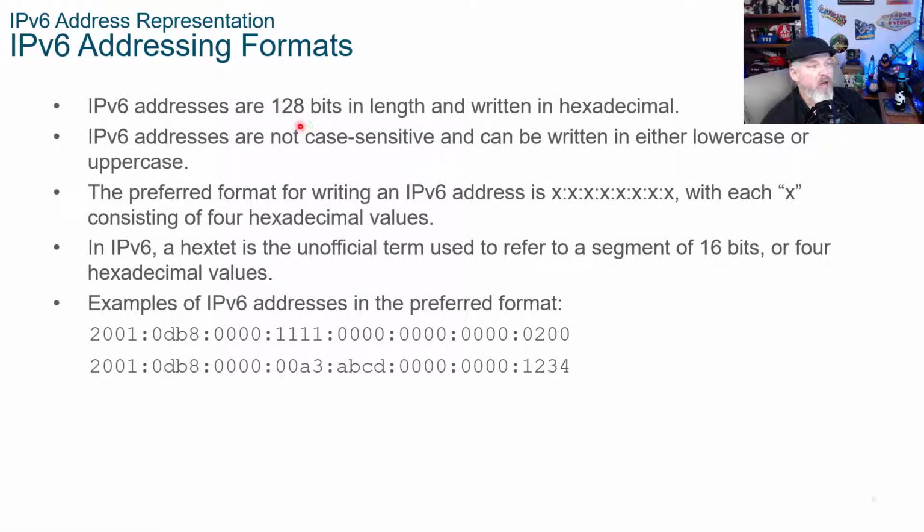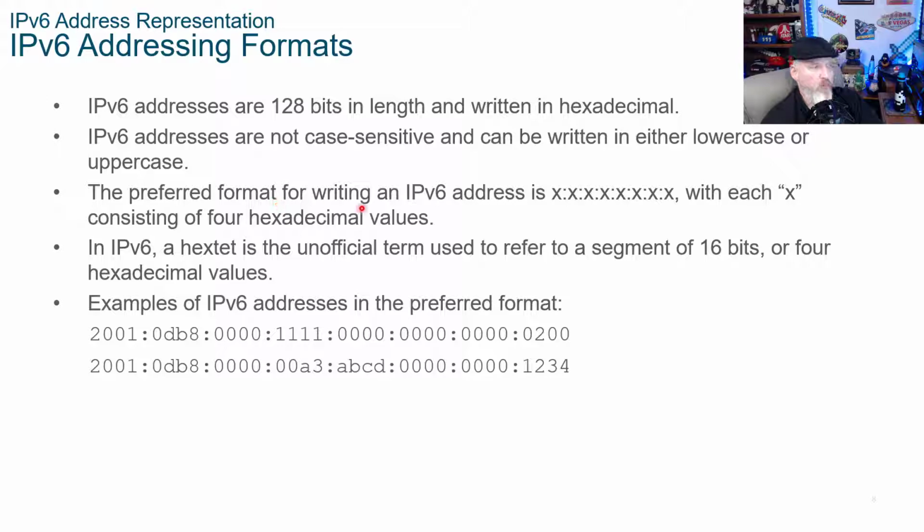So how do we represent V6? V6 addresses are 128 bits in length. V4 was 32. This is 128. They are written in hexadecimal. I recommend that you go read up a little bit on hexadecimal. This video doesn't cover how to read in hexadecimal and how to look up hexadecimal numbers and how to convert hexadecimal numbers. However, there are lots of videos and resources out on the internet for that. I recommend you go and check that out. I'll put a link in the description below to the Wikipedia page on hexadecimal so you can get a head start on finding that. V6 addresses are not case sensitive, and they can be written in either lowercase or uppercase. They are not case sensitive.